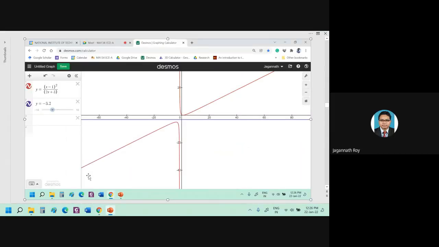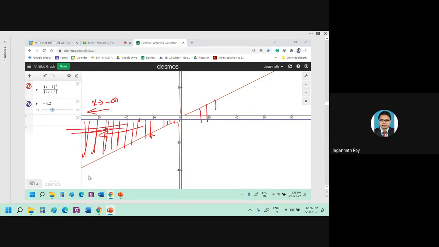Yes, the distance between the two curves will go to 0. Take the distances. This is the one curve and this is our asymptote. The distance is actually increasing point by point. But if we go to x equals minus infinity, the distance is supposed to tend to 0, but it is increasing.